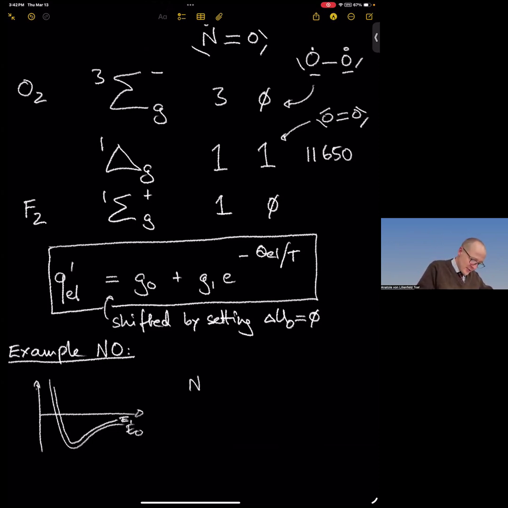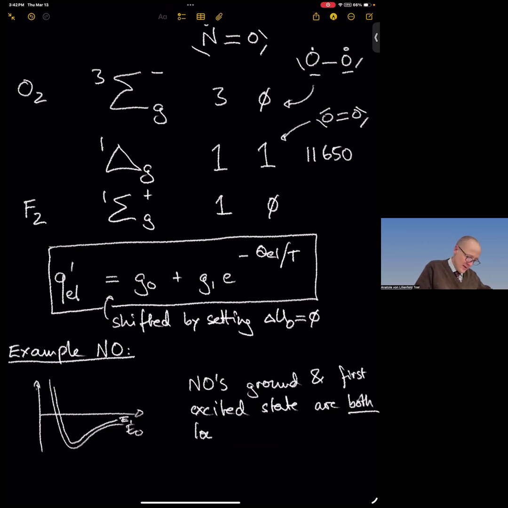So NO's ground and first excited state are both low lying. So this corresponds to an isolated two-level system, right? So the second excited state then is far away again, right? Huge gap.